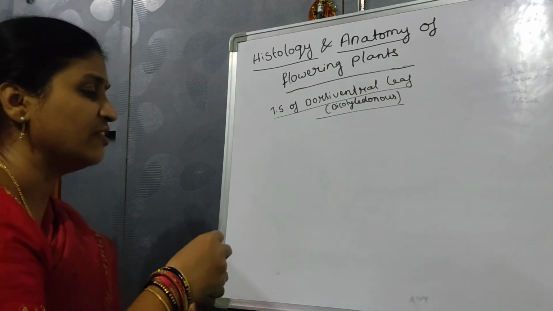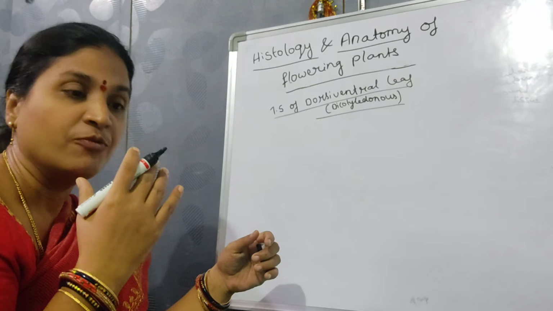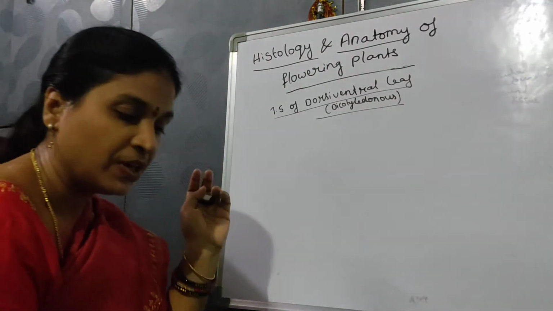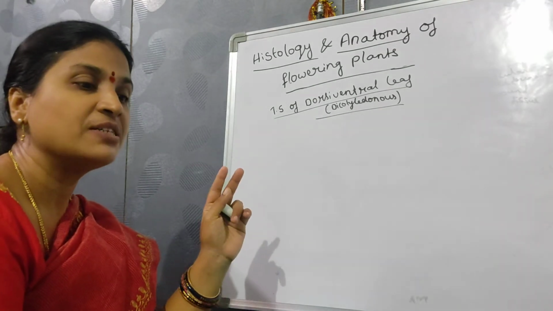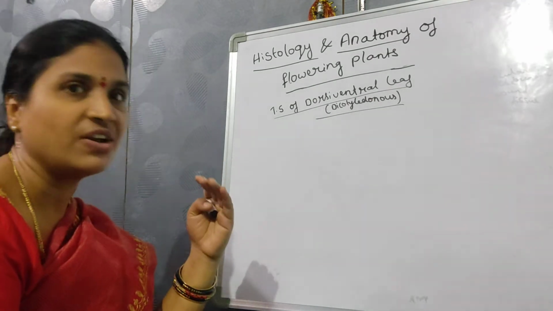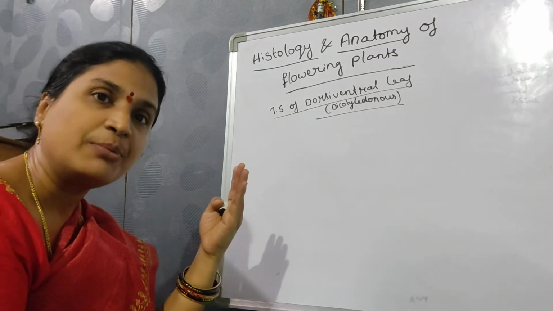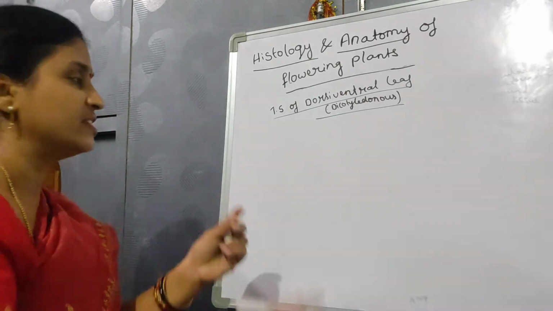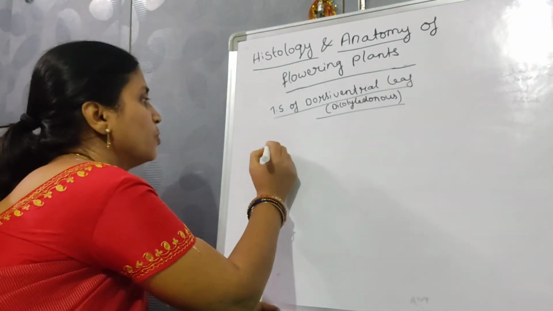The transverse section of the dorsiventral leaf can be divided into three layers: epidermis, mesophyll, and vascular tissues. The epidermis has a dorsal surface and a ventral surface. It is divided into the upper epidermis, the adaxial surface, and the lower epidermis, the abaxial surface. This epidermis is covered by a thin cuticle. So we are going to draw now.